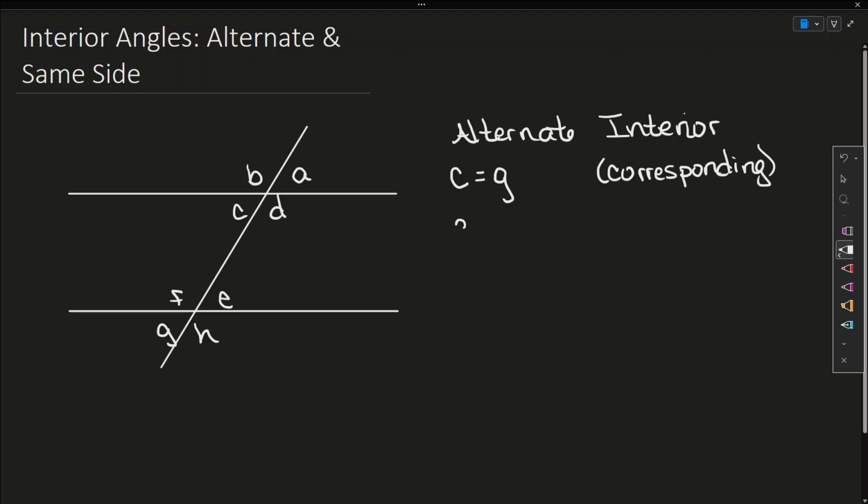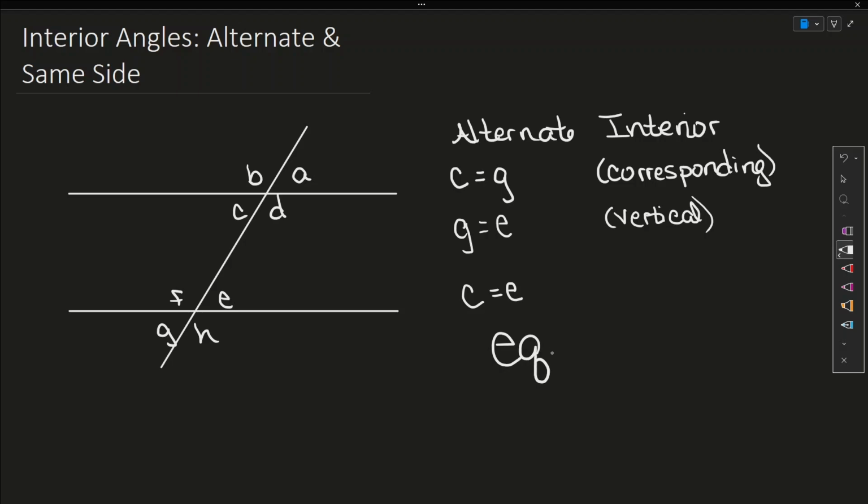In addition, the angle G is going to be equal to the angle E, and this is because they are vertical angles. And as we talked about previously, vertical angles are always congruent. So since C is the same thing as G and G is the same thing as E, we can conclude that C is equal to E. We could do a similar argument to show that D and F are congruent. So the big thing here is that alternate interior angles are equal to each other.